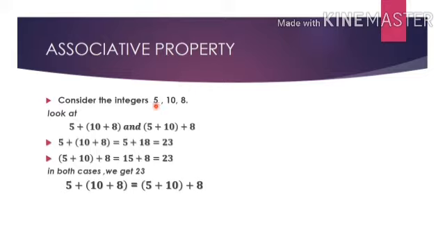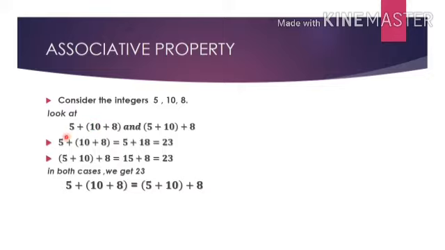Okay, these are examples for positive integers 5, 10, 8. Positive integers are also integers. Now we add these integers: 5 plus (10 plus 8) and (5 plus 10) plus 8. What's the difference between these two? In the first case, we add the second and third integer, then the first. In the second case, we add the first and second integer, then the third one. In the first case, priority is given to the bracket side.